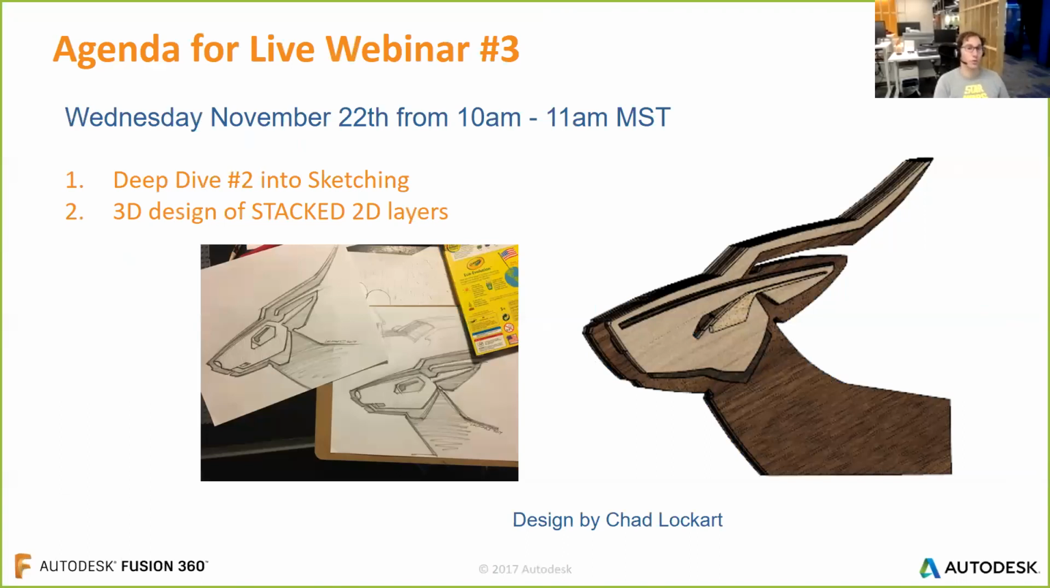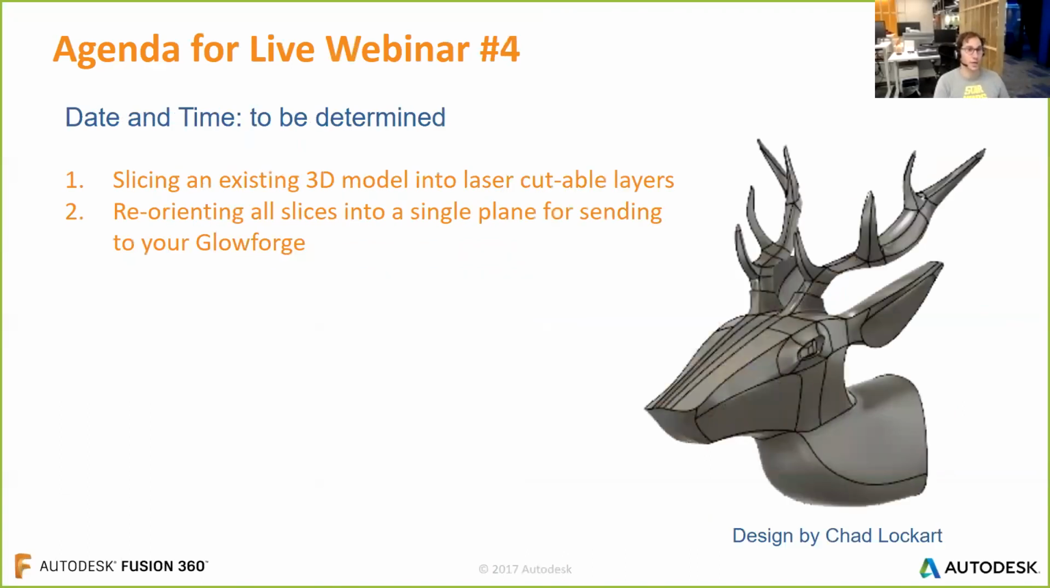And then on our fourth webinar, for which the date and time has not been scheduled yet, we're going to go over taking a solid 3D model, whether you download it or create it yourself, and show how to slice that into layers, which you could then laser cut. So think of the original Glowforge video, the one that convinced you to buy the Glowforge, I imagine. You saw there was a 3D globe with all the continents on it, and then it was sliced into different layers. We're going to do exactly that for this particular antelope, also designed by our industrial designer friend Chad Lockhart. And we're going to show how to slice that in Fusion 360 to be able to bring that over to the Glowforge.